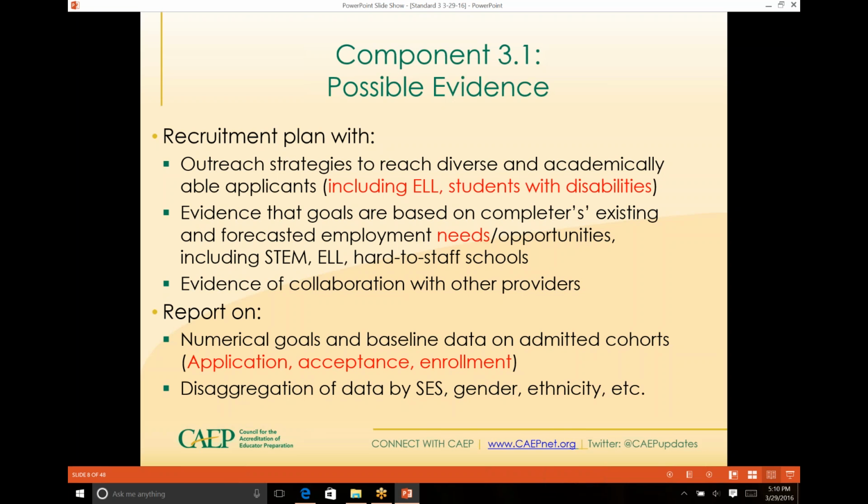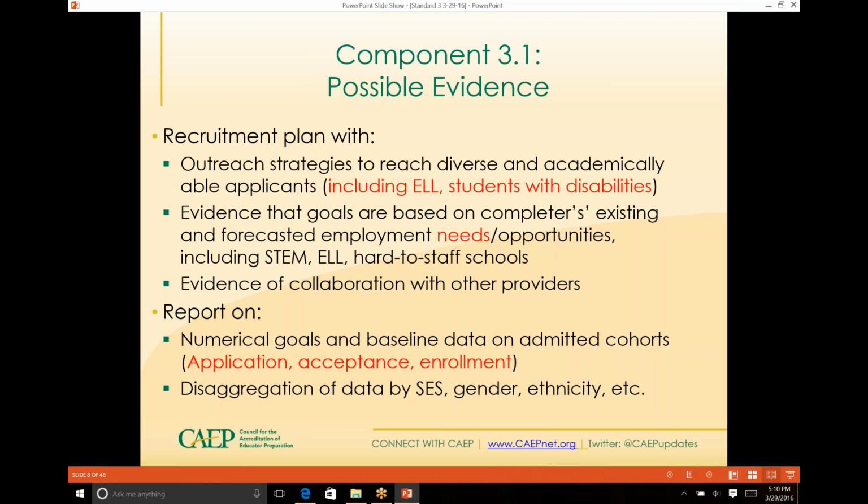There was a transformation initiative done a few years ago in Springfield, Missouri that was a collaboration of 3 local EPPs who focused their attention on Title I schools. Those were traditionally, in their area, hard-to-staff schools, and their recruitment efforts and their preparation program focused on meeting the needs of children in those schools. So they're also looking for what evidence you might put forward that you've collaborated with other providers, perhaps in terms of your recruitment plans, or in developing programs.